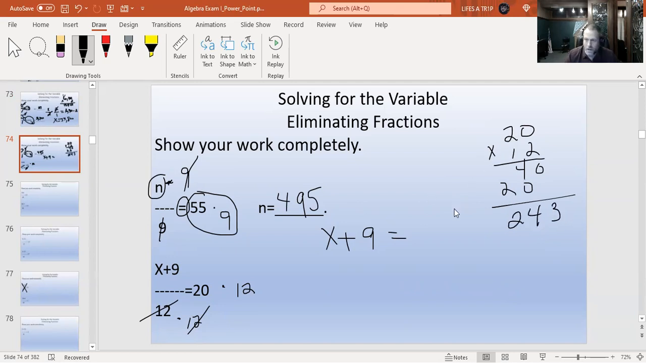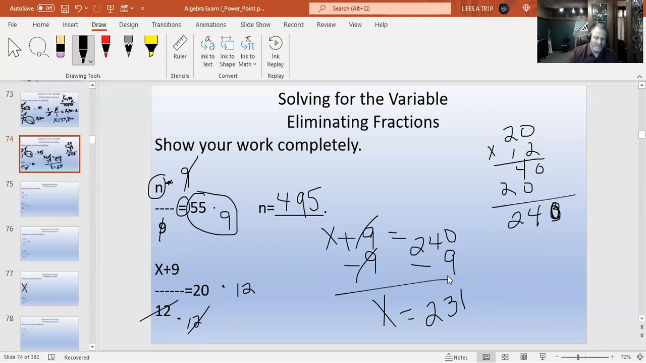Okay. I'm sorry, 240. Okay. So 240. And then do you recognize this equation? X plus 9 equals 240. Go ahead and subtract that 9 from both sides to get that x by itself. Equals 231.